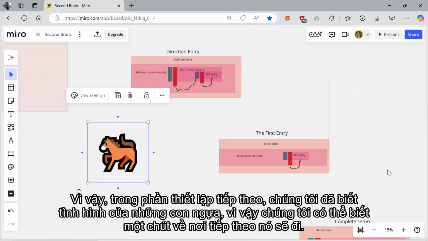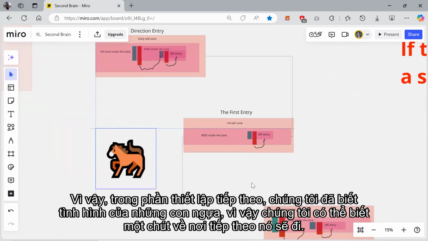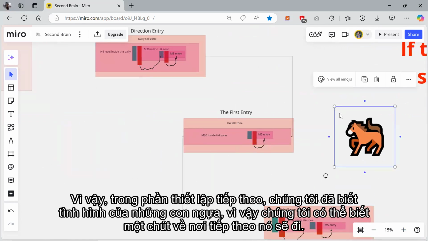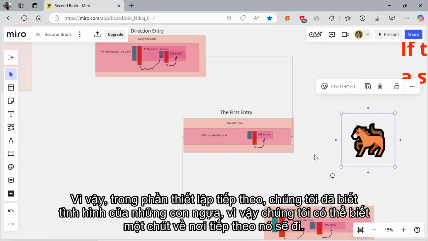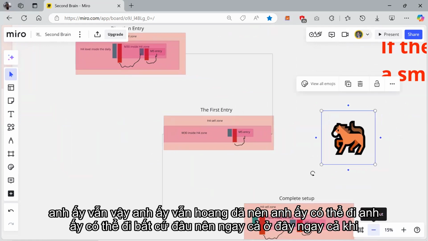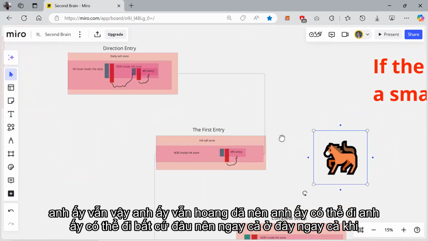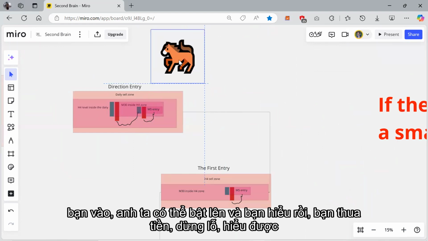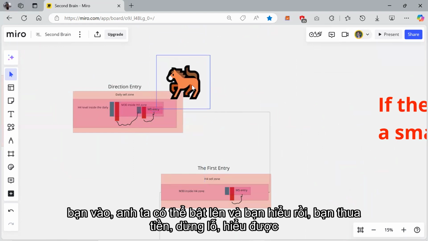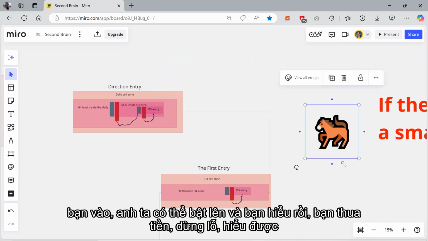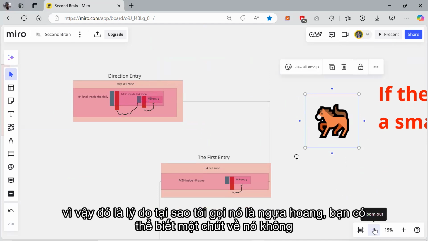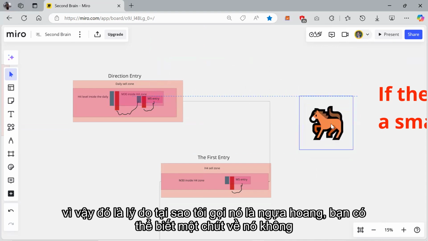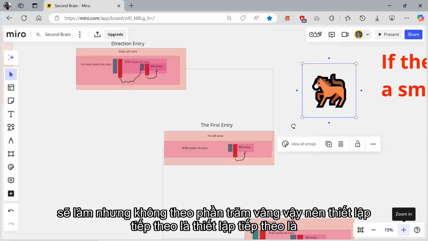For our next setup, we already know how the horses are, so we can know a little bit where he will go next. He's still wild, so he can go anywhere. Even if you enter here, he can just go up, and you lose money, stop loss gets hit. That's why I call it a wild horse. You can know a little bit what he will do, but not 100%.